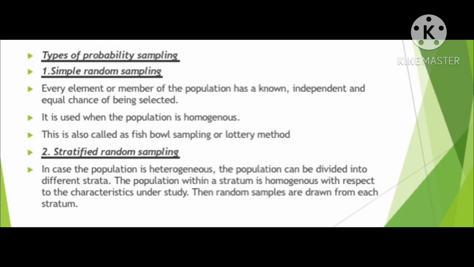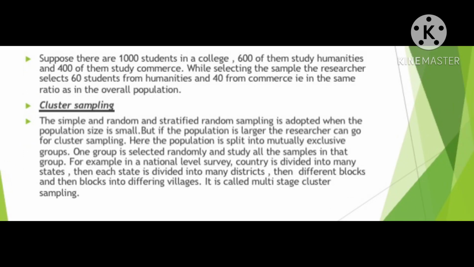Then later on, after making these groups, we have to select subjects from each stratum or each group randomly based on the ratio in which they are present in the population. See, we can see another example here. Suppose there are 1000 students in a college. 600 of them are in humanities and 400 of them are studying commerce group.